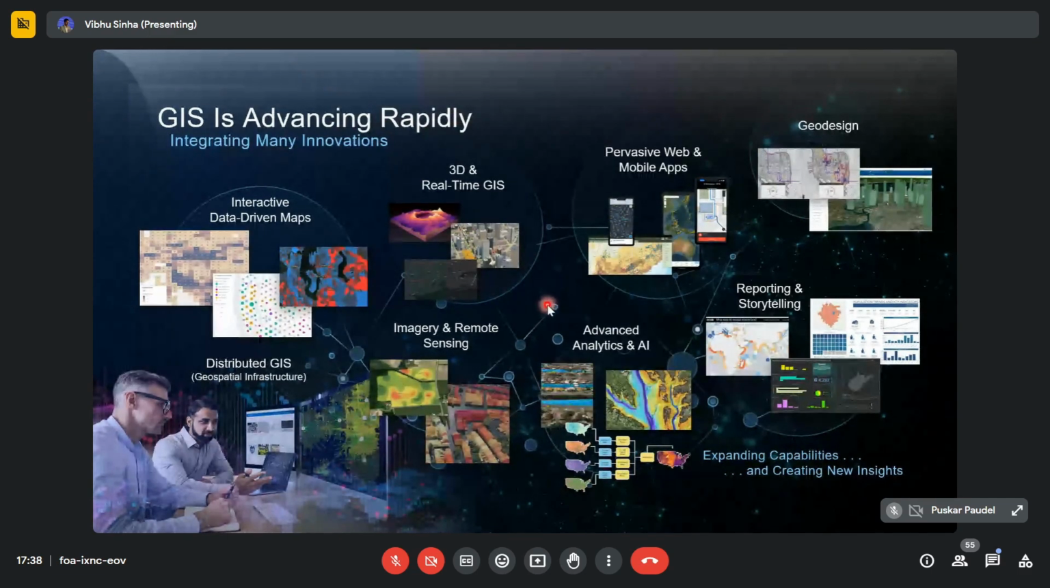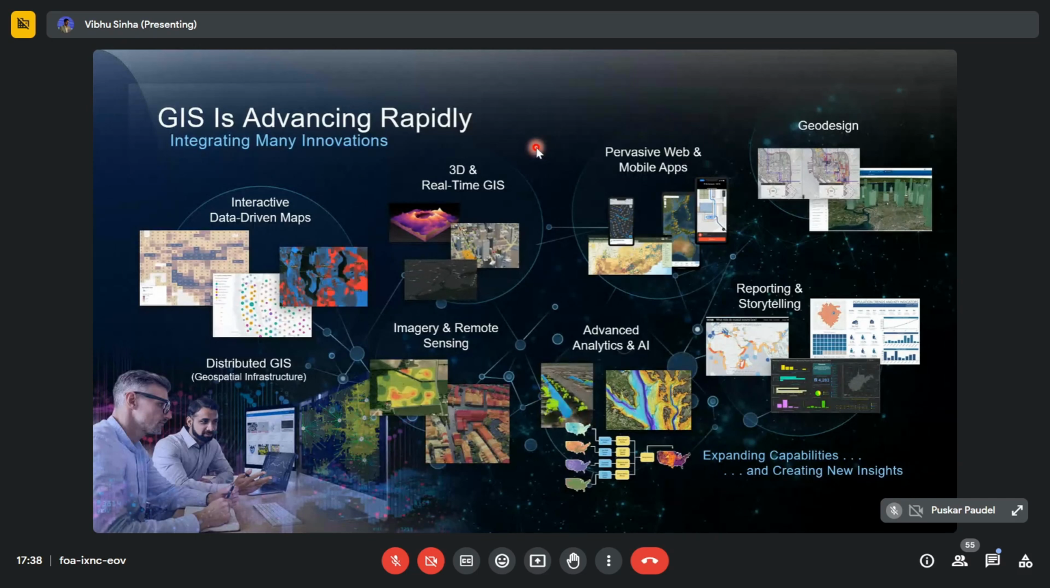And then 3D and real-time GIS. So this is something which is coming up very fast. I'll talk about 3D and real-time GIS in a while as well. Real-time GIS has actually helped us capture weather information and pollution information at a pretty good frequency. Now we are able to see, I'll again talk about Delhi, that is where I live. So we are getting like 4 updates in an hour on the pollution level.